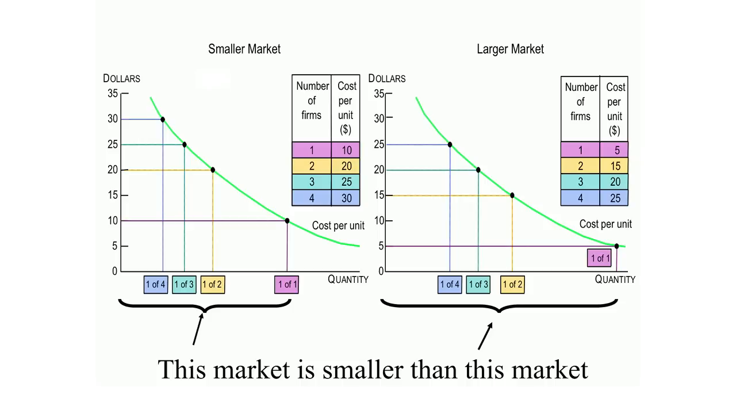If there are three, it's 25. And if there are four firms splitting up the market, the average total cost is the highest in this diagram, or $30 per unit. So you can see that the average total cost is lower the fewer firms there are in the industry. That's the relationship between the number of firms and average total cost that we're looking for. They're summarized in the table with color codes that correspond to the examples in the graph.